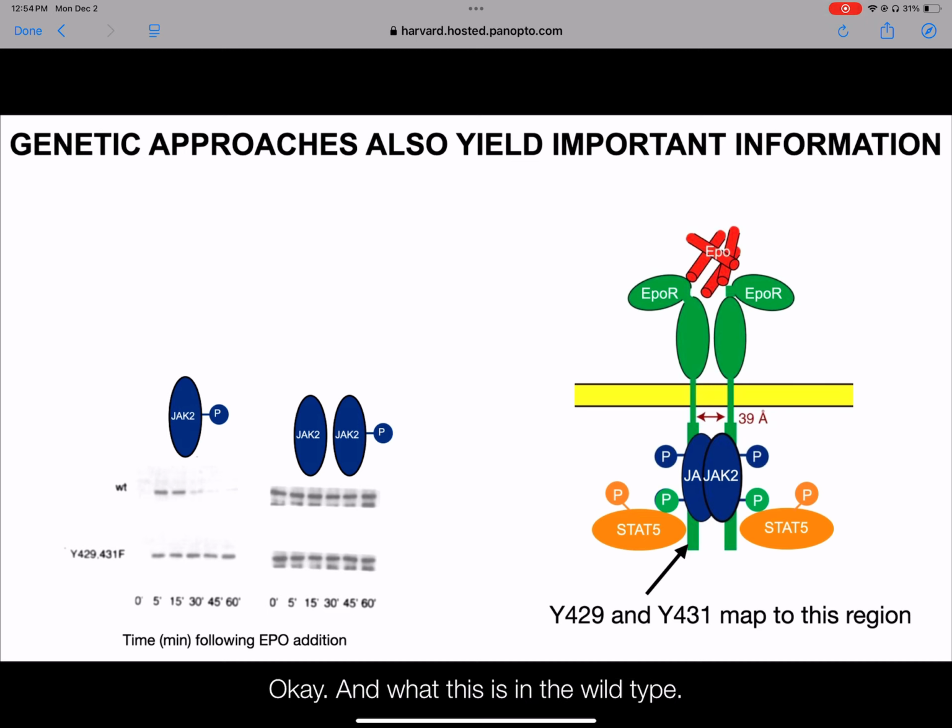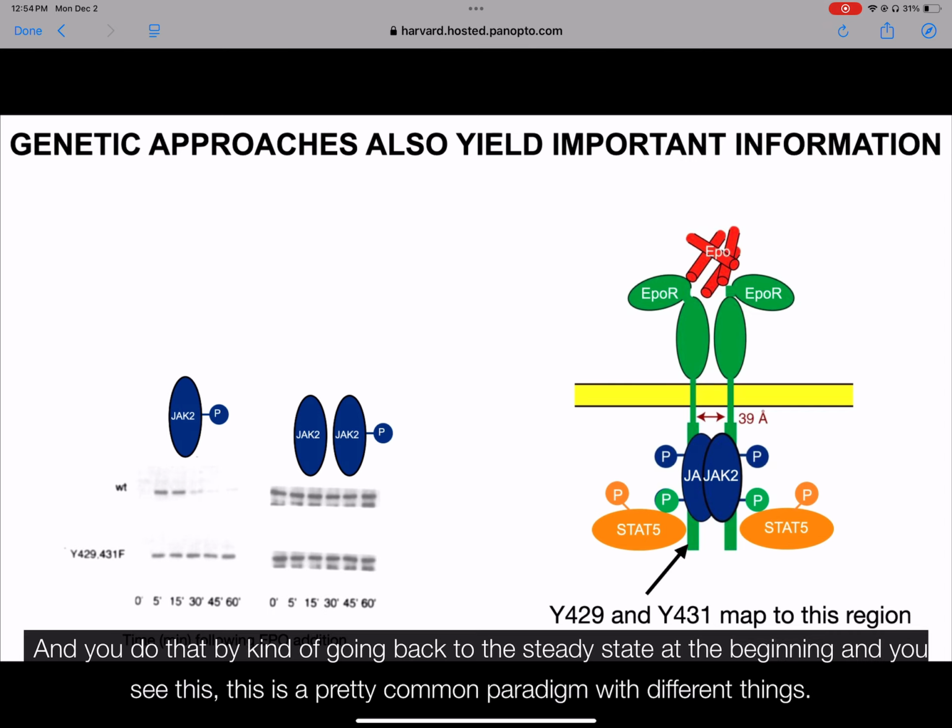And what this is in the wild type, if we just focus on the wild type, is what we call adaptation, right? Your signaling level is high, like your EPO level is high, but at some point you adapt to that being the new normal, okay? And you do that by going back to the steady state at the beginning. And you see this is a pretty common paradigm with different things.